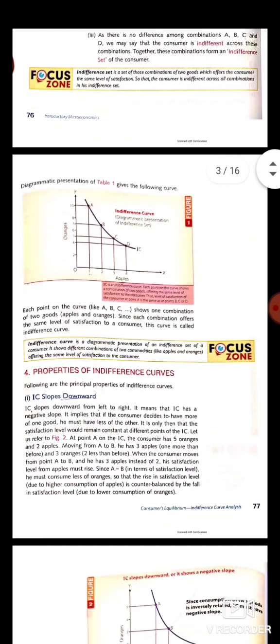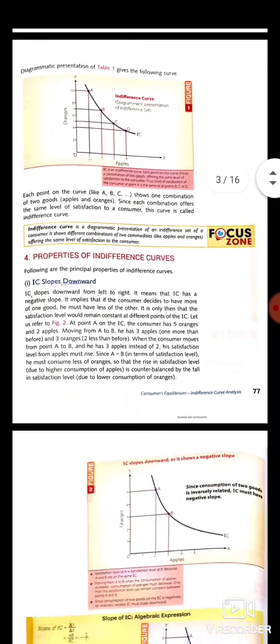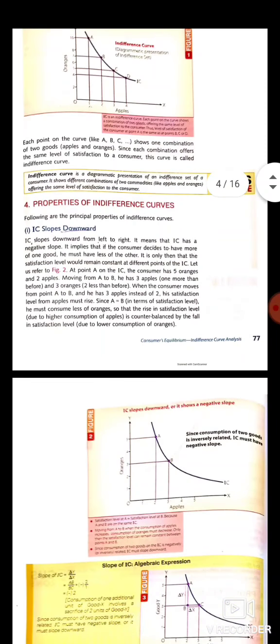So what are the properties of indifference curve? First one is IC slopes downward, means the slope of indifference curve will be negative, means it slopes downward from left to right, means if the consumer decides to have more of one good, he must have less of other goods.